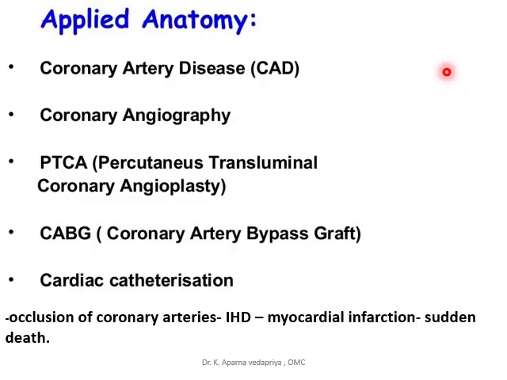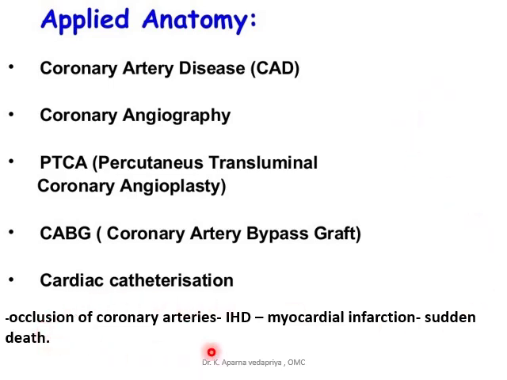So coming to the applied anatomy, the main applied aspect of the coronary arteries is coronary artery disease. Then coronary angiography to see the flow and the course of the coronary arteries, and percutaneous transluminal coronary angioplasty, which is done for stenting the blocked coronary arteries. CABG means coronary artery bypass graft, where autografts are taken and grafted to the coronary arteries distal to the obstruction, and cardiac catheterization. So all these things we'll see a little in detail.